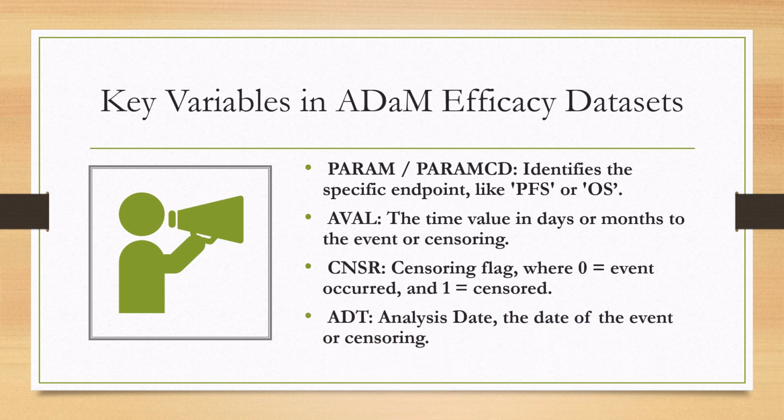Another key variable is the ADT, that is the analysis date. This variable contains the date of the event or censoring, used to calculate the time to event. For example, if a patient's tumor progression date is 1st June 2025, then ADT will reflect this date as the day the event occurred. Correct population flags like the safety flag or the efficacy flag must also be carefully handled to ensure correct inclusion.